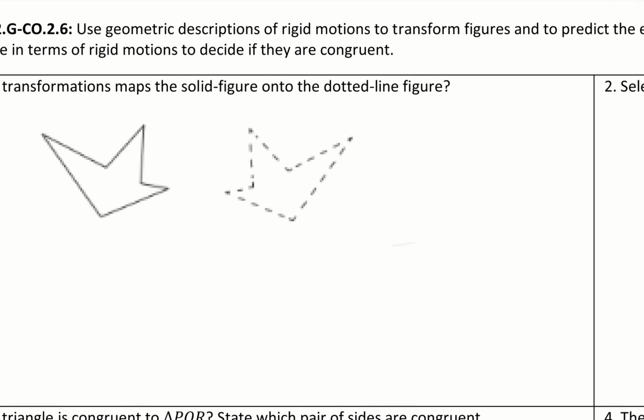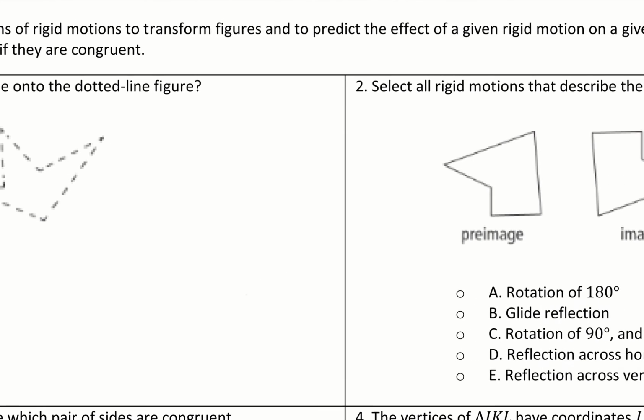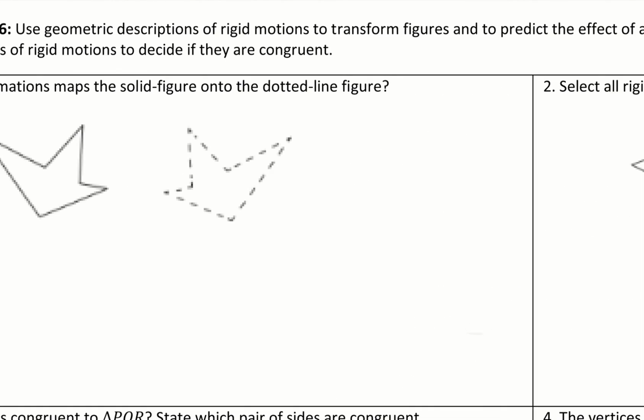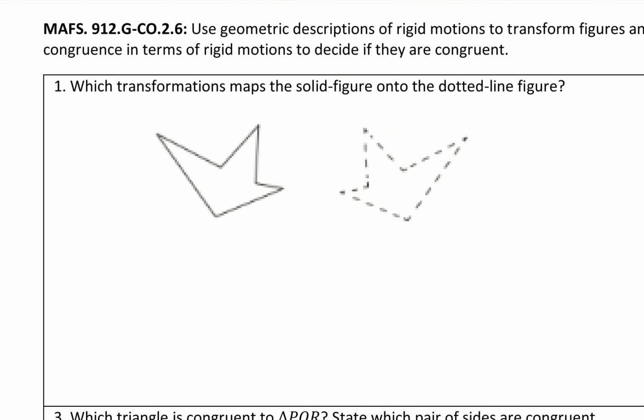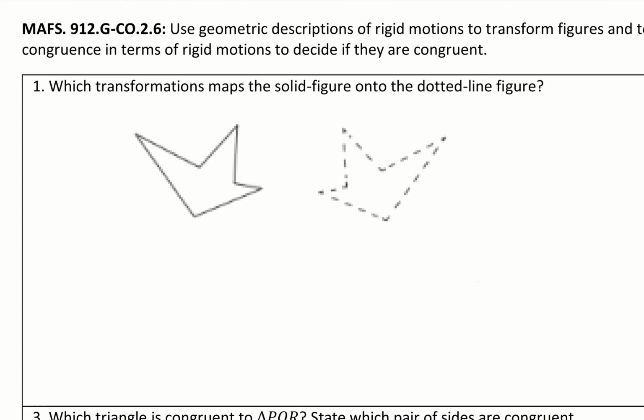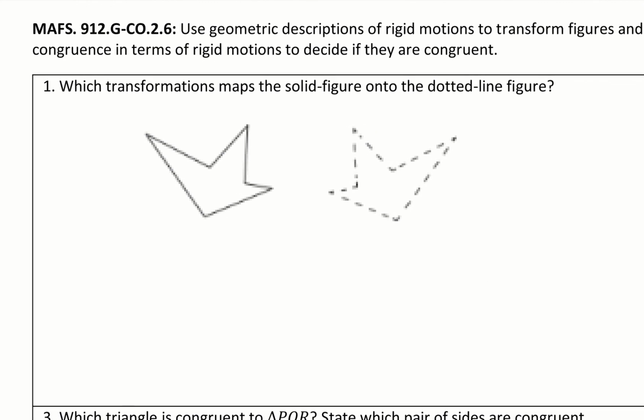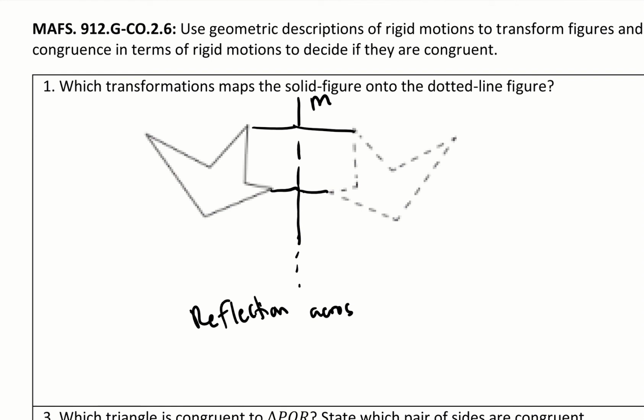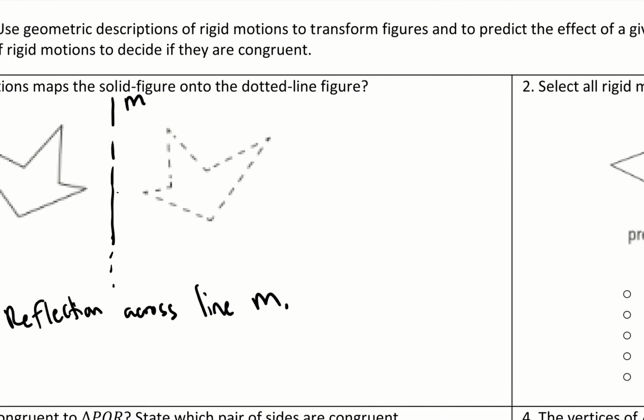All right, use geometric descriptions of rigid motions to transform figures and predict the effect of a given motion on a figure. This is also about congruence transformations, to see if they're congruent. Which transformations map the solid figure onto the dotted line figure? So we just have to describe the transformation. That's pretty straightforward. If you were to reflect it about some invisible line in the middle there, it would actually match up nicely. So this will be a reflection. We'll call this line M. So, reflection across line M. Okay.